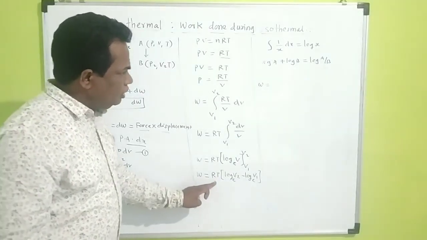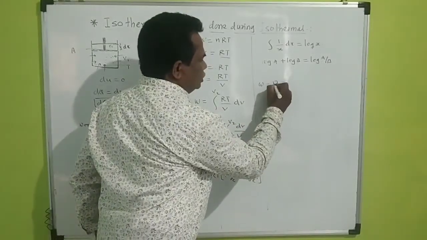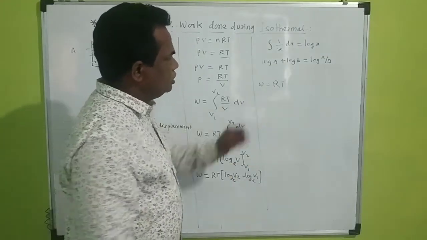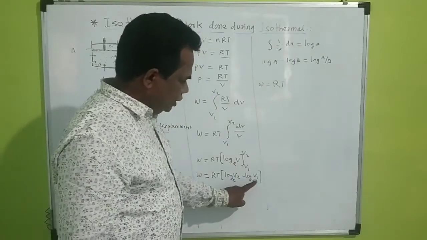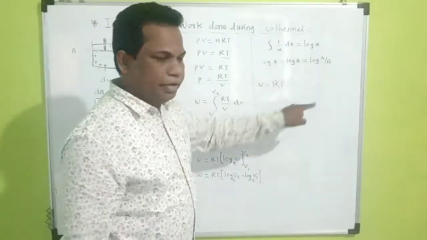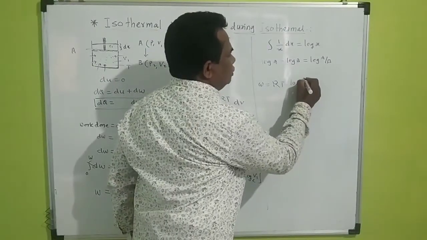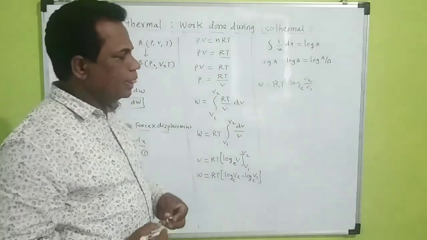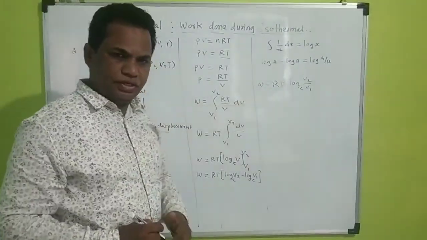So W is equal to RT, keeping RT constant. Then log a minus log b means log a divided by b, so log of V2 divided by V1 to the base e. So we get the work done in this equation.